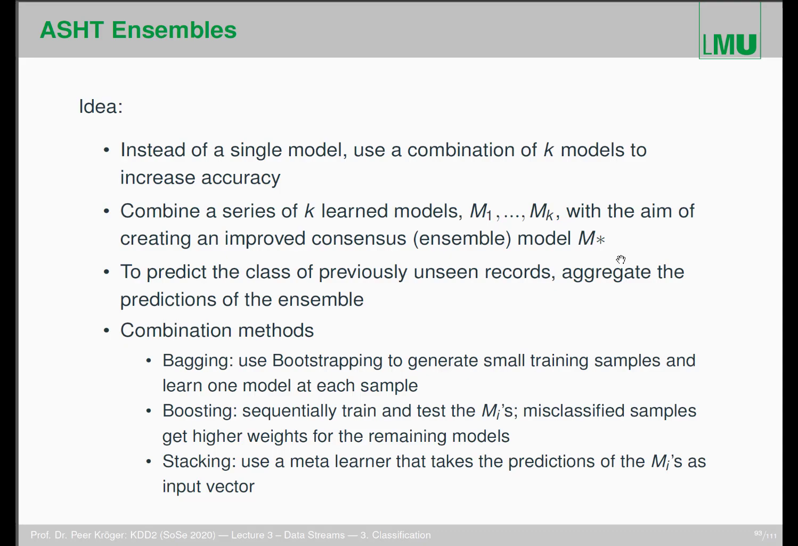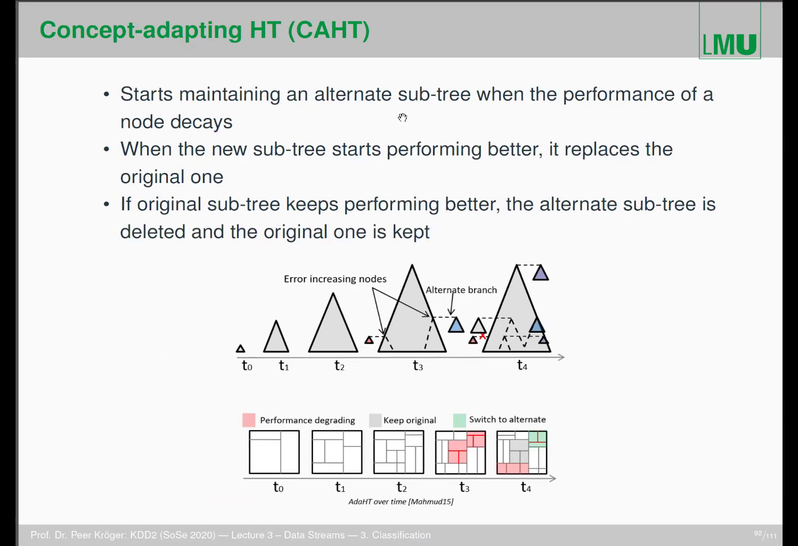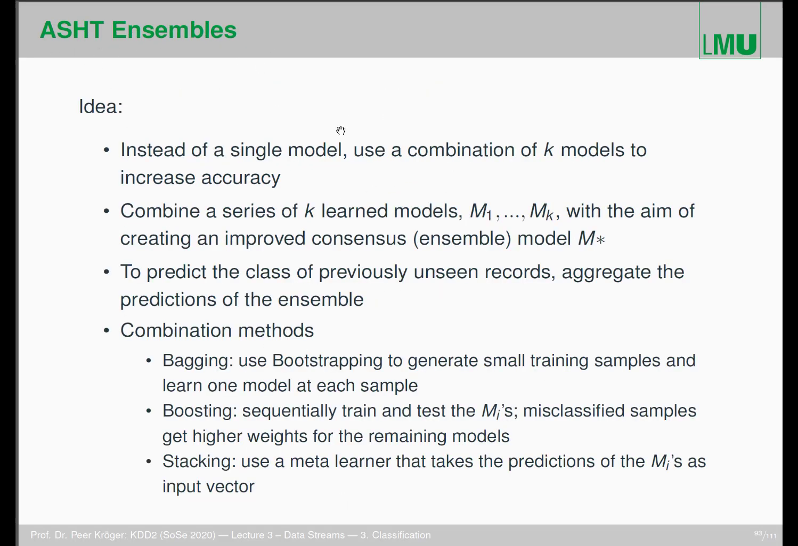And then finally we have the so-called ensemble, the adaptive size Höfting tree ensemble. It uses adaptive size Höfting trees, but instead of using only a single tree, we use a combination of k models to increase the accuracy. We combine a series of k learned models in order to get an improved consensus model, which is the classical idea of an ensemble. To predict the class of previously unseen records, we aggregate the predictions of the ensemble.